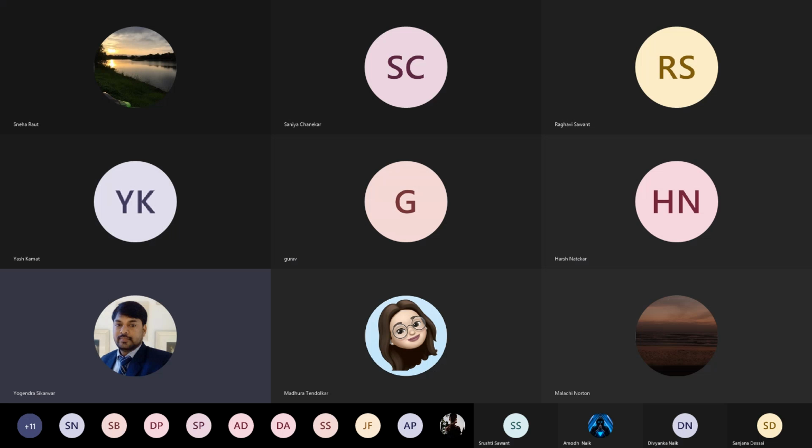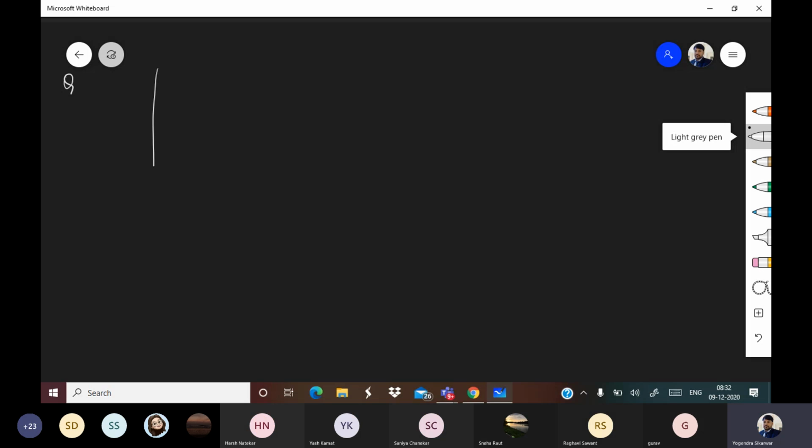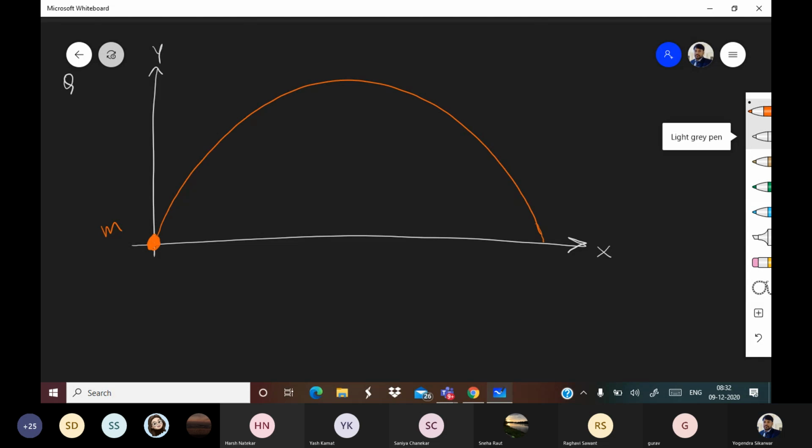To find various things. Question. This is x-axis, this is y-axis. There is an object of mass m which is projected from ground with speed u and making angle theta with horizontal. At the topmost point, this is O, this is B, this is A, the object gets exploded into two parts.